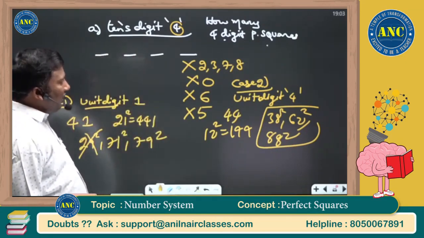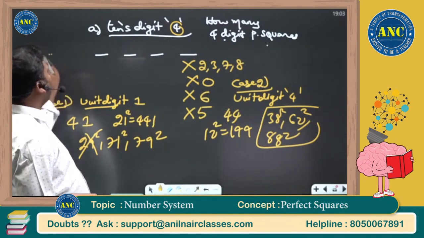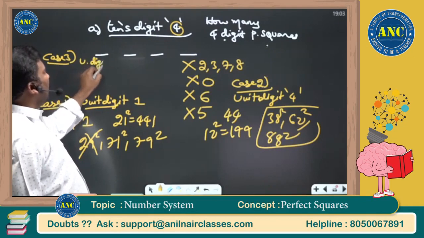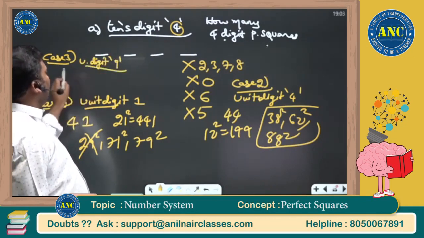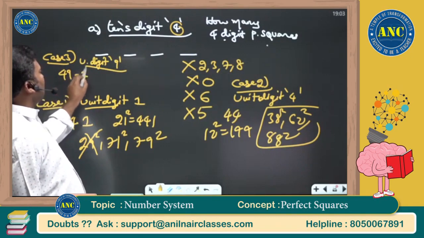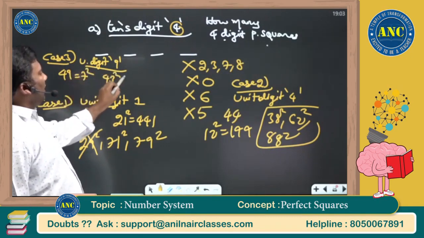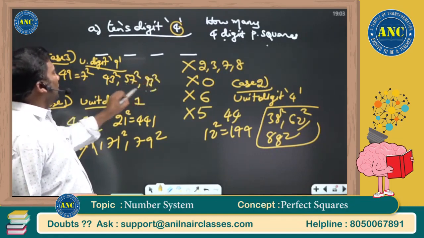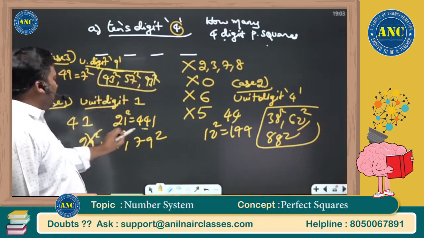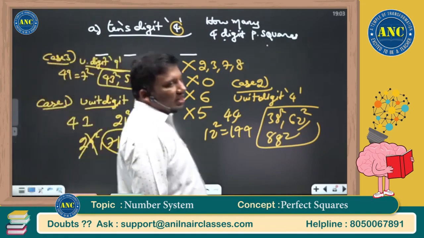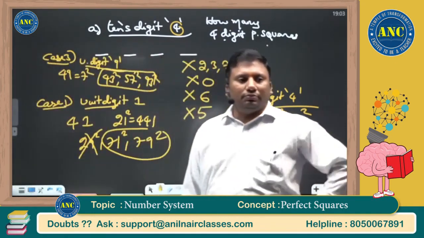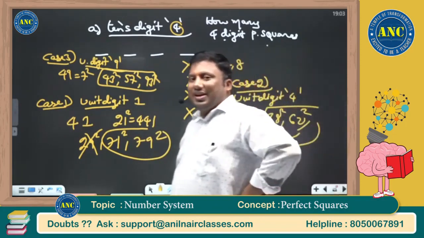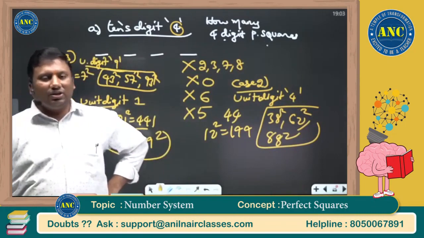Case 1, unit digit 1. Case 2, unit digit 4. 5 not possible, 6 not possible, 7 not possible, 9 possible. Case 3, unit digit 9. 49, 7 square is 49. 50 minus 7, 50 plus 7, 100 minus 7. Here 3 cases I got. Here 2 cases I got. Here 3 cases. 3 plus 3 plus 2, 6 plus 2. It is nothing but 8.